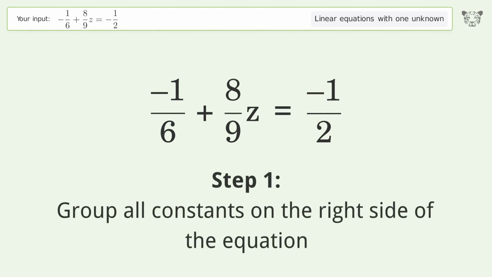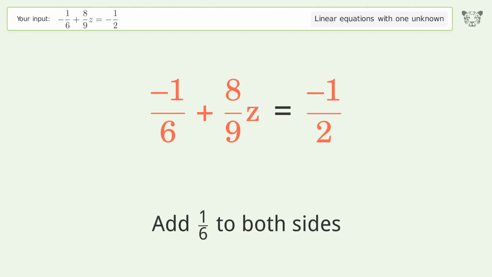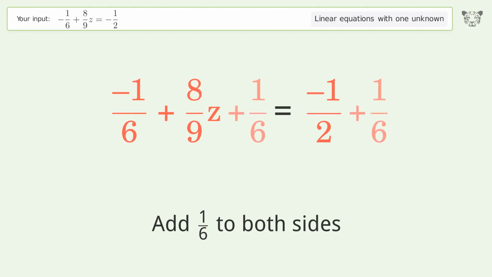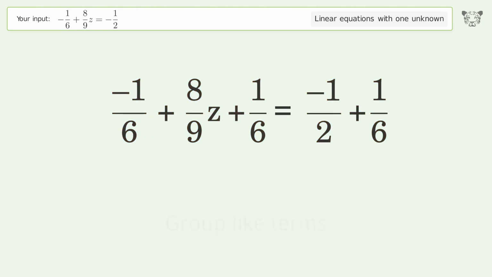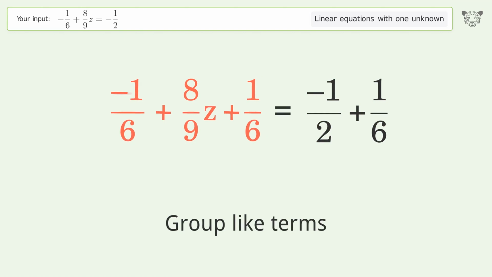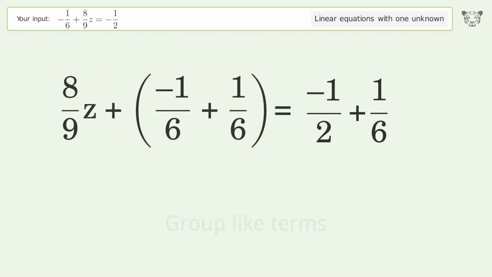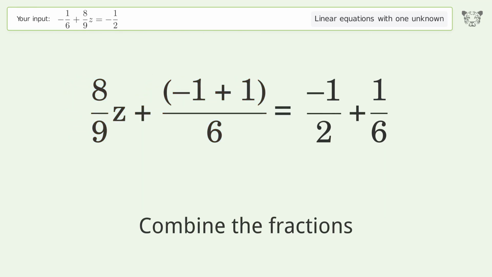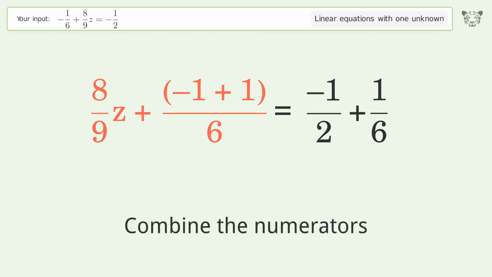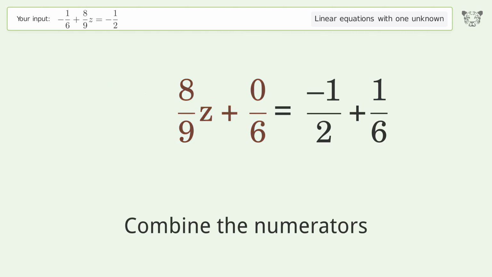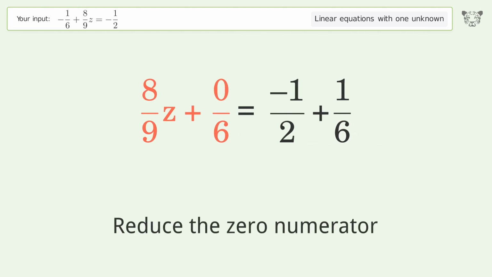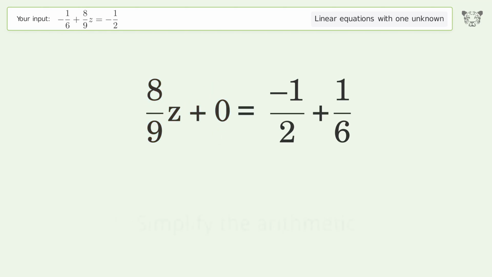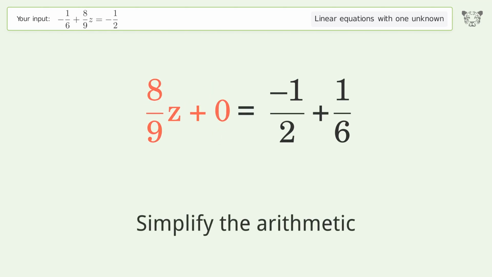Group all constants on the right side of the equation. Add 1/6 to both sides. Group like terms. Combine the fractions. Combine the numerators. Reduce the zero numerator. Simplify the arithmetic.